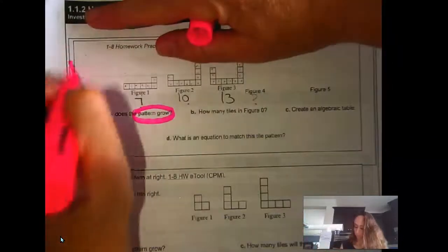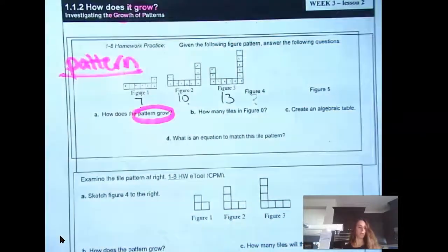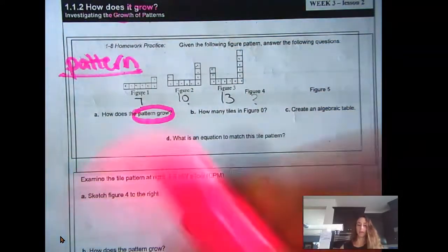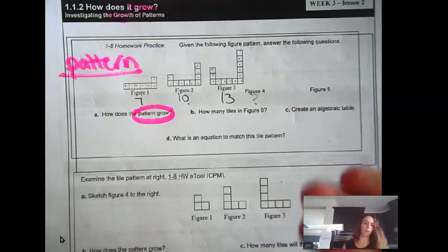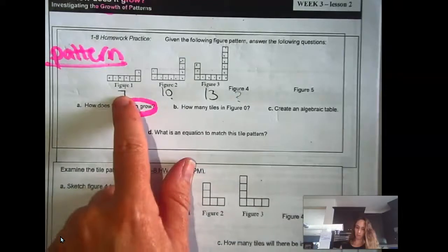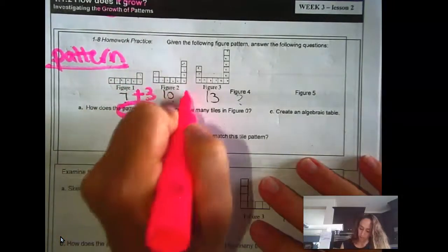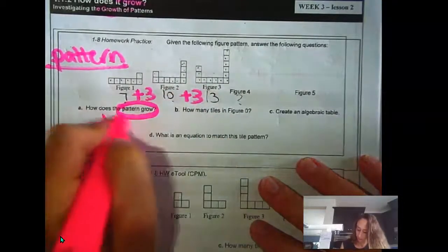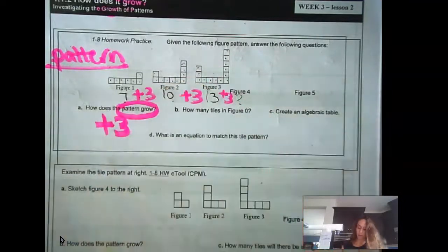Okay, I want to talk about the word pattern. You're going to hear me say that a million times. Pattern is something that happens again and again and again. Plus 2, plus 2, plus 2, plus 2. Minus 5, minus 5, minus 5, minus 5. Okay? So if you look, 7, 10, plus 3, plus 3. That is your pattern. So then that means I would go plus 3.